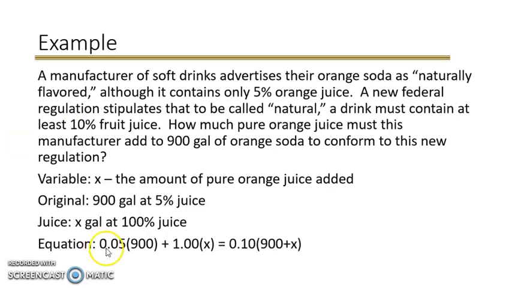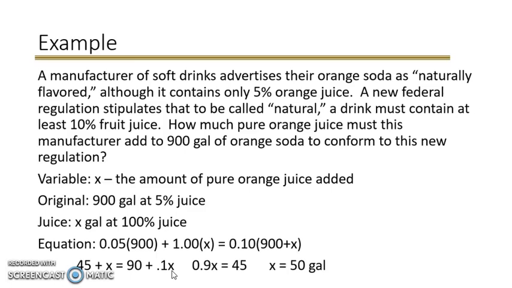In my equation, I wrote 5% times 900 plus 100% times X equals 10% of my new amount, and it's 900 plus X because I don't know how much I'm adding. Now all I need to do is solve this equation. I start by multiplying. 0.05 times 900 is 45. 1 times X is X. And I distributed the 0.1 into the parentheses here. I got 90 plus 0.1X.